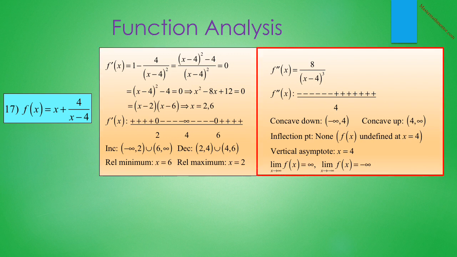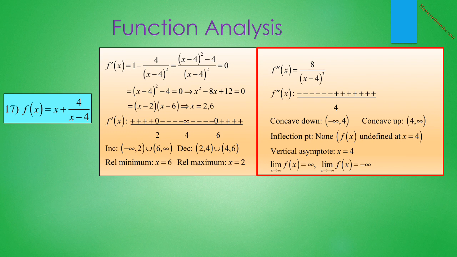In taking our second derivative, it is far easier to work with f prime of x equals 1 minus 4 over x minus 4 quantity squared. So our second derivative is 8 over x minus 4 quantity cubed, meaning that there's only one critical value, and that's x equals 4 because the numerator cannot equal 0. So the sign chart switches from negative to positive at x equals 4, meaning the curve is concave down from negative infinity to 4 and concave up from 4 to infinity.